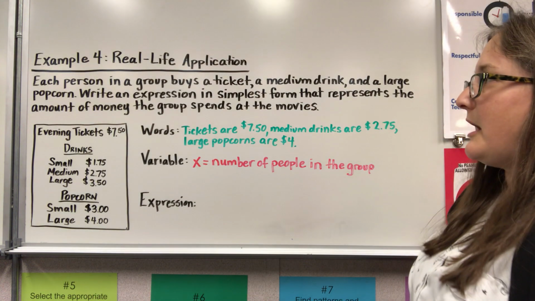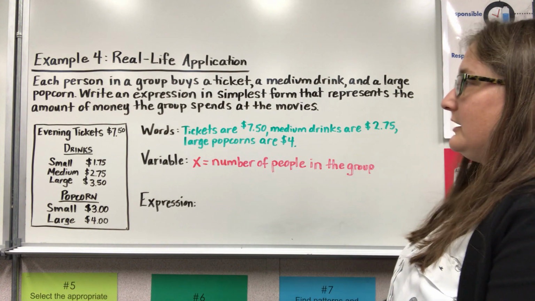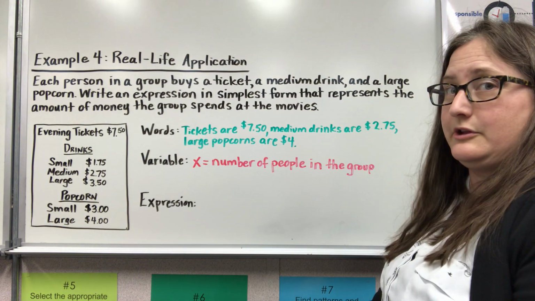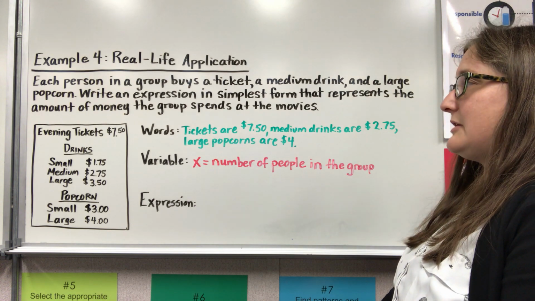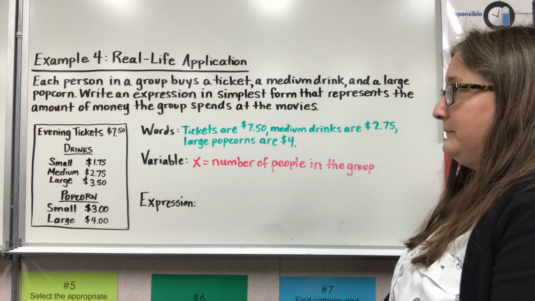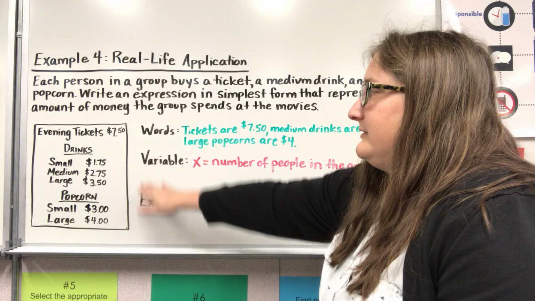And here's our last problem. Each person in a group is buying a ticket, a medium drink, and a large popcorn. They're going to the movies. And we want to write an expression in simplest form that represents the amount of money the group spends at the movies. So first, we want to look at the prices of everything.